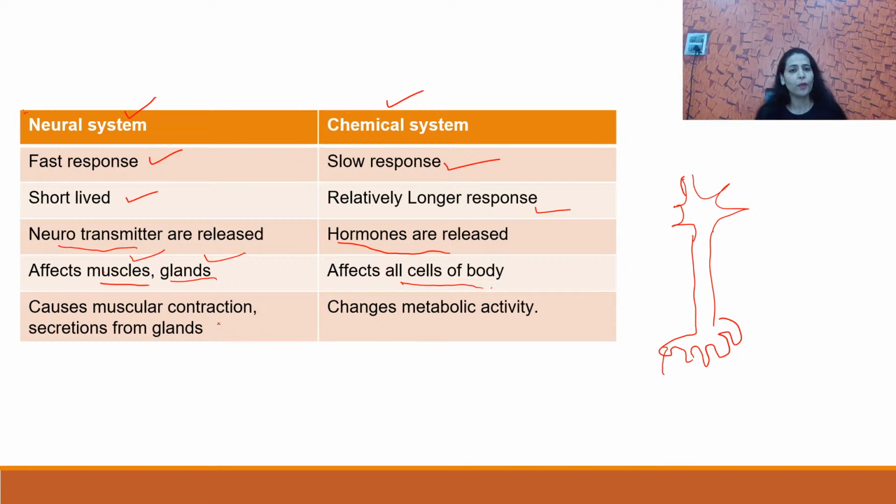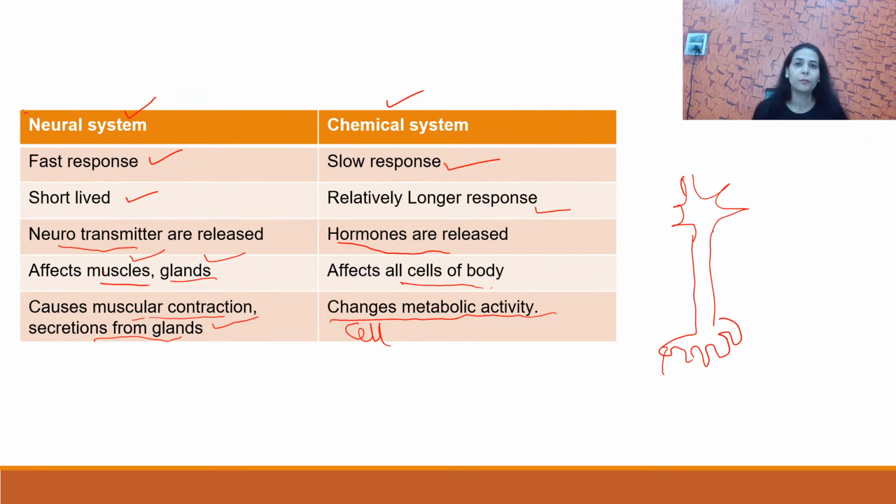All right. Now, what is the effect of the neural system? It causes muscular contraction and secretion from glands. It causes muscles to contract. It causes glands to secrete. And what is the function of the chemical system? It changes the metabolic activity. It brings about changes in the metabolic activity within the cell, right?